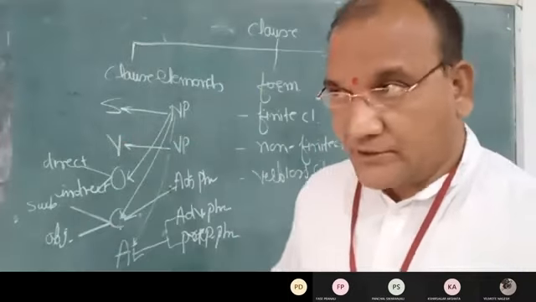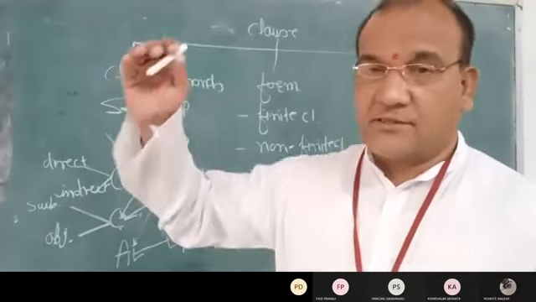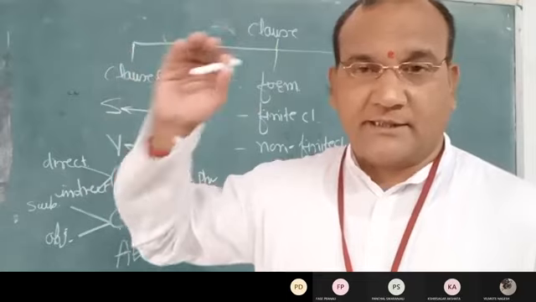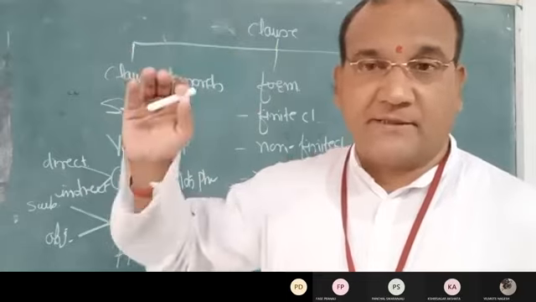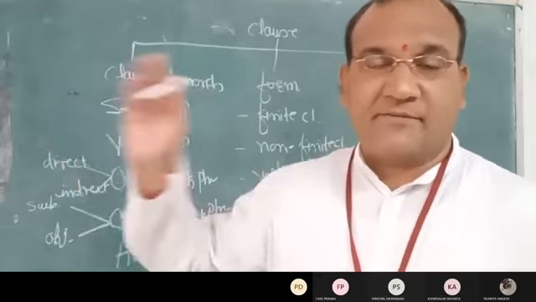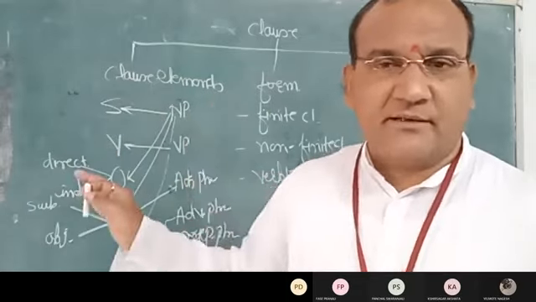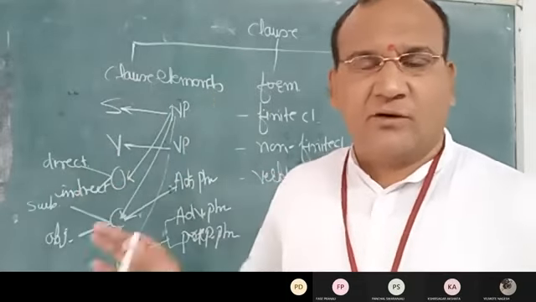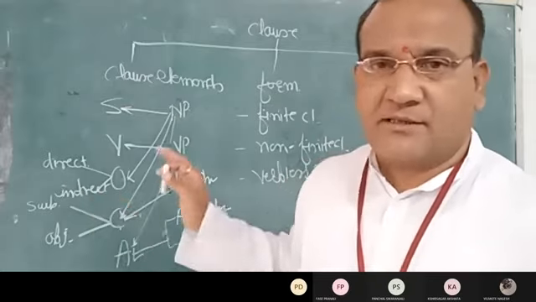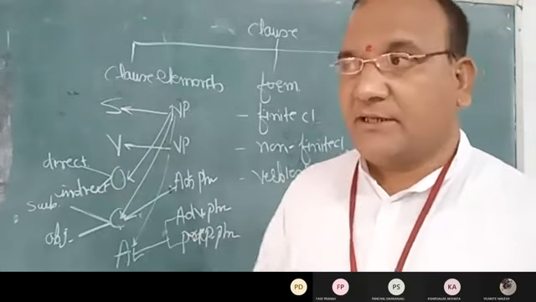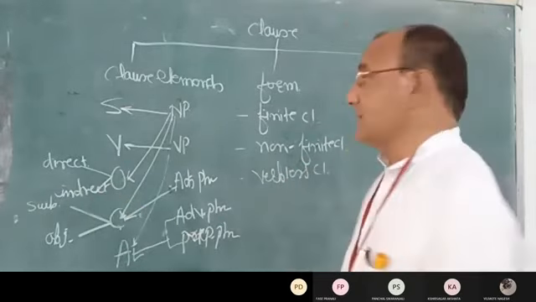Right. So you can study clause by looking at the nature of verb phrase. If it is a complete verb phrase, that is a finite clause. If some auxiliary is missing, that will be a non-finite clause. And if there is no verb element at all, that will be a verbless clause. Finally, you can study clause according to its function.